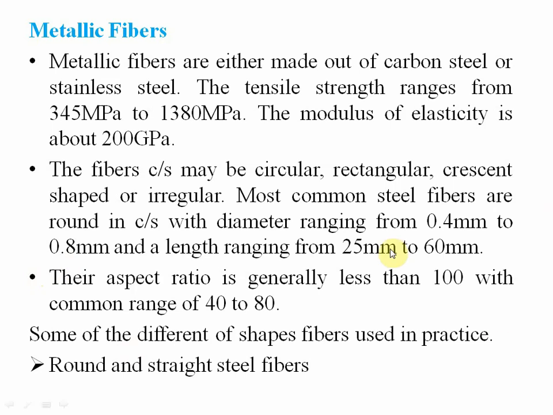The length of the metallic fiber ranging from 25 mm to 60 mm is most used, and the aspect ratio is generally less than 100, with the common range of 40 to 80. Aspect ratio is nothing but L by D, that is length by diameter.